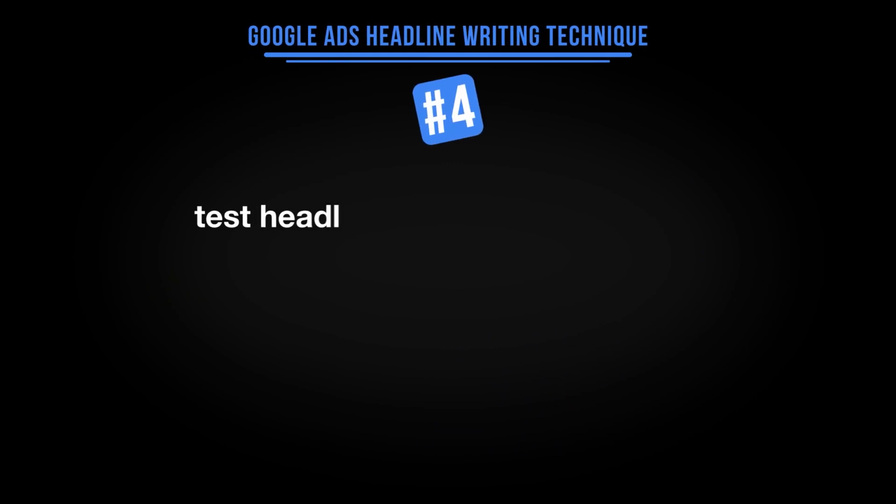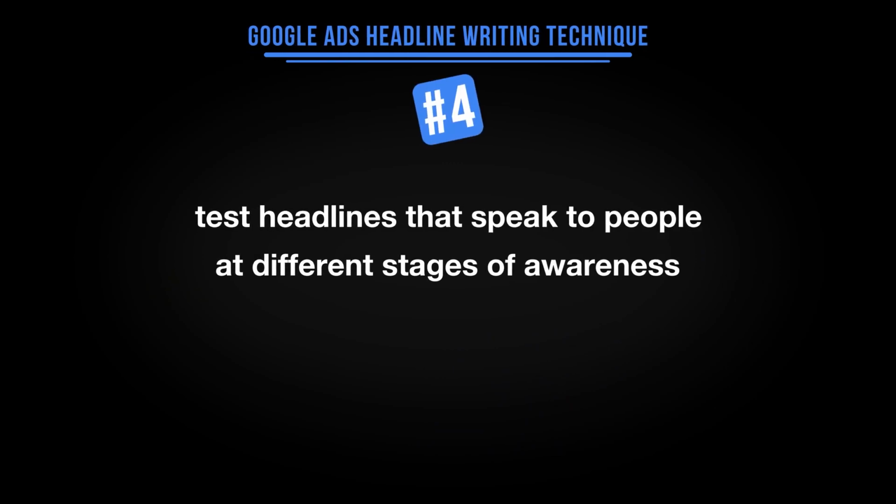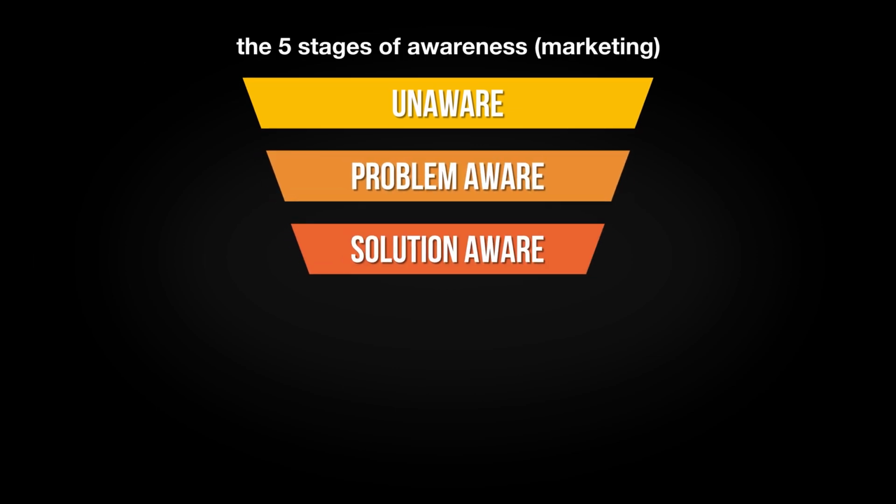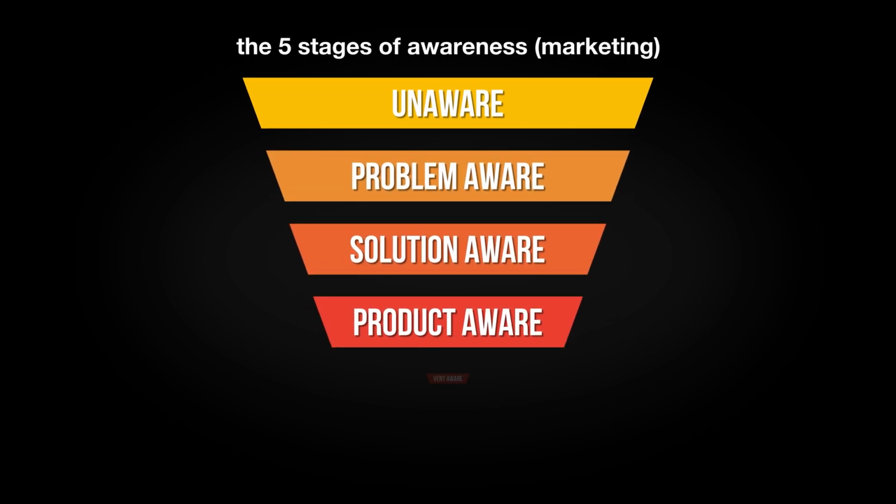Number 4, test headlines that speak to people at different stages of awareness. Now, I'm sure many of you are familiar with the different stages of awareness in a marketing context, right? So you have people who are unaware, then you have people who are problem aware, then you have solution aware, product aware, and then at the bottom, very aware or warm or whatever you want to determine that. And different people fit within this. I'm going to go through some examples and explain each one as we go to make this make more sense. And you may well find that you've been advertising to primarily the wrong level of awareness, or you've simply only been focusing on one level of awareness and missing out on sales, leads, etc. from other stages of awareness as well.